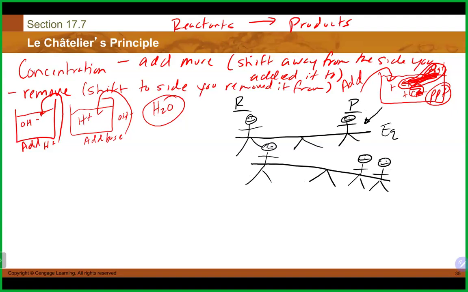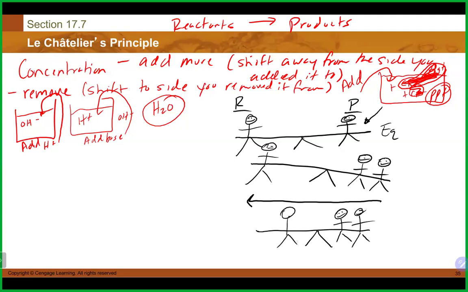And now we can see that we added to our product side. To fix the situation, we need to actually shift away from our product side, right? Away from the side we added it to, to kind of balance it back out to equilibrium. And it will once again return to equilibrium here. And it'll get back to equilibrium. So wherever we add, it will shift away from it to reach equilibrium.